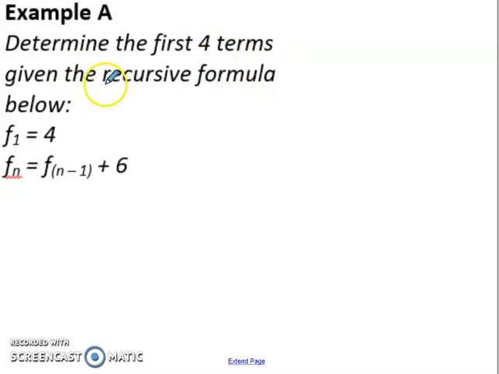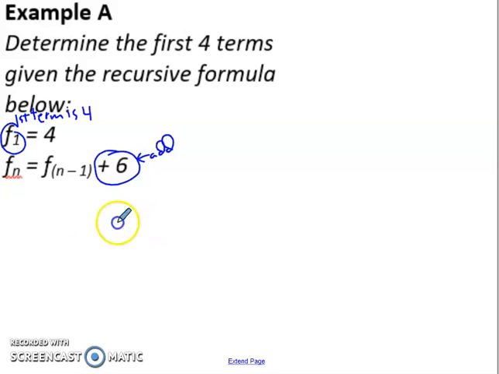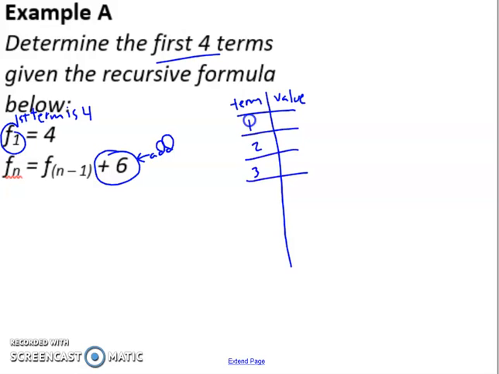Okay, so here it goes. Determine the first 4 terms given the recursive formula below. So our first term, right? First term is 4. And then it says to find any other term, take the previous one and add 6, right? So this is what we add. Guys, all you have to do is just create a table, right? So term, value. I want the first 4 terms, so I'm going to make first, second, third, fourth. That's how big my table should be to wherever I need to go.